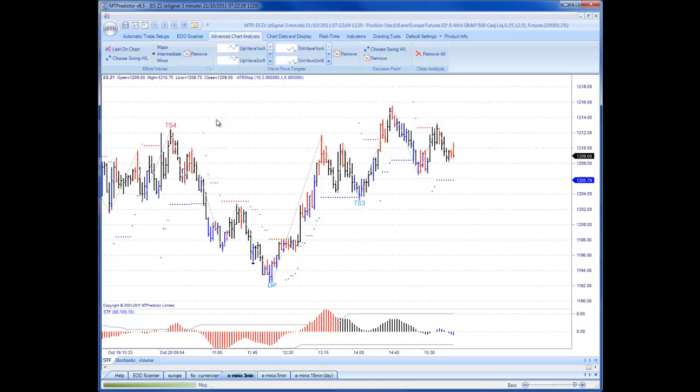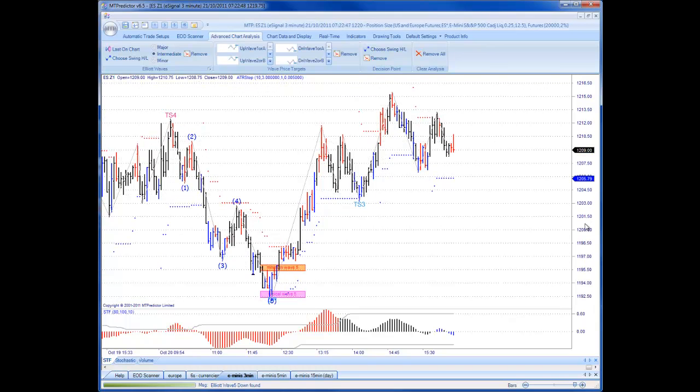So to place an Elliott Wave analysis on a chart is really easy. We just click either last on chart if we want to analyze the last bar on the chart, or here I'm going to choose swing high or low, then I'm going to come down and click on this low here. And can you see what's unfolded is that this decline down into the low unfolded as an absolutely perfect 1, 2, 3, 4, 5.